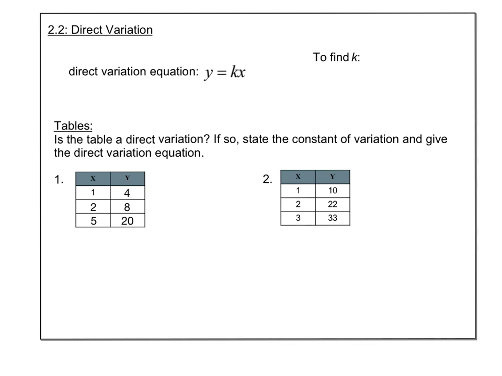So this is 2.2, a lesson on direct variation. The very first thing we have written at the top here, direct variation, is the equation y equals kx. That letter k is taking the place of what we called m yesterday because it has a special term today. It's called the constant of variation. It really still is the same thing as slope. So that's your constant of variation.